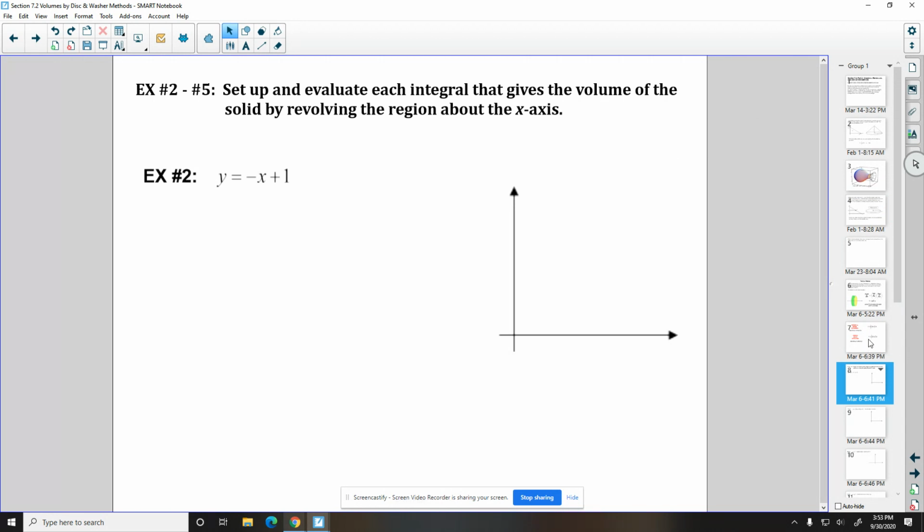So let me give you an example of what that might look like. This is actually example number 2 in your notes. It says set up and evaluate each integral that gives the volume of the solid by revolving the region around the x-axis. So I need to draw this function first, which is 1 minus x. I have it starting at 1 on the x-axis and going down 1 over 1. So here's where it would be ending, and that is a straight line. And I'm not going to even try to do it with my airliner.